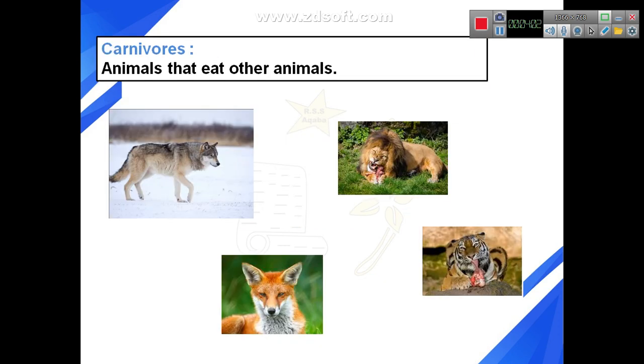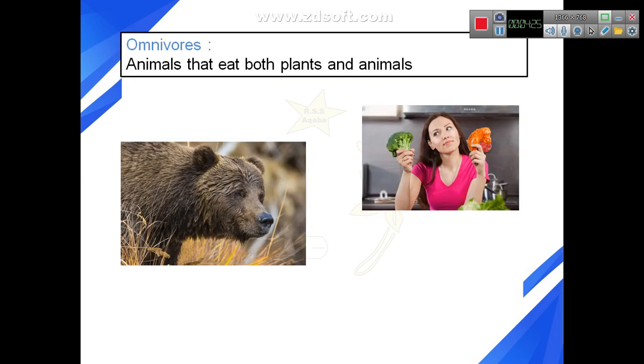Carnivores, they are animals that eat other animals or other meat. خلينا نحكي animals that eat only meat. هدول بنسميهم الكارنيفورز، اللي هي أكلات اللحوم زي اللايون، التايجر، الفوكس، الولف، هدول كلهم بنسميهم carnivores.